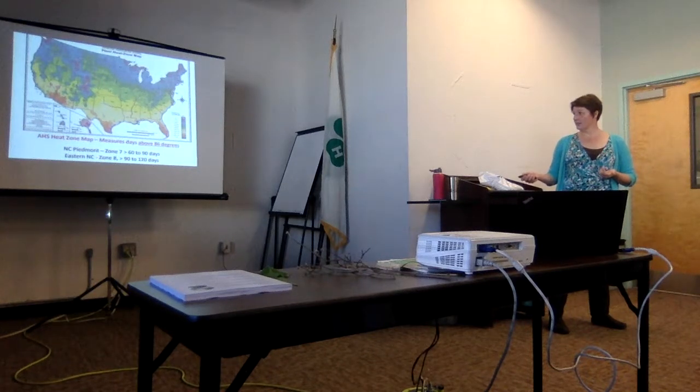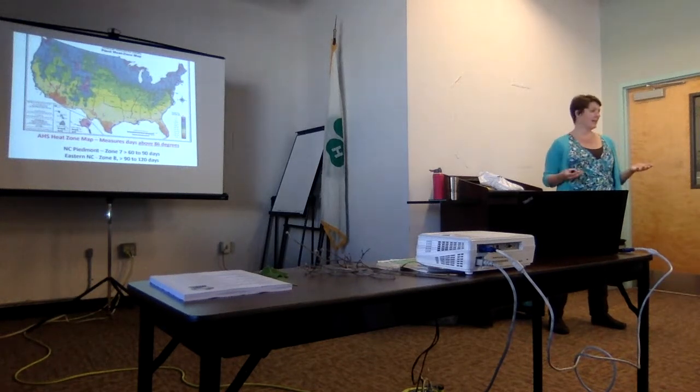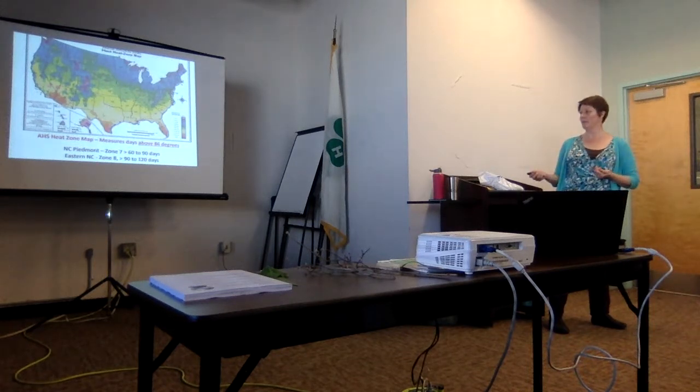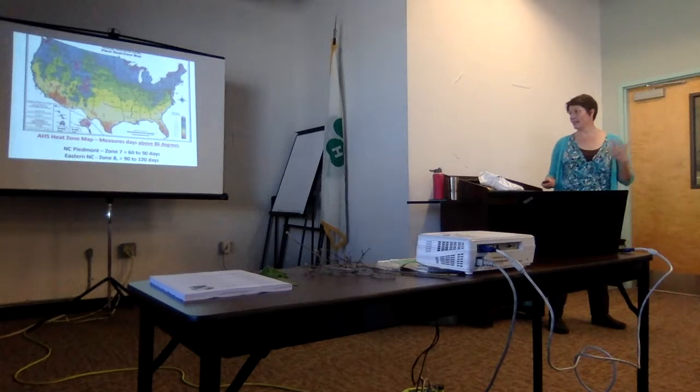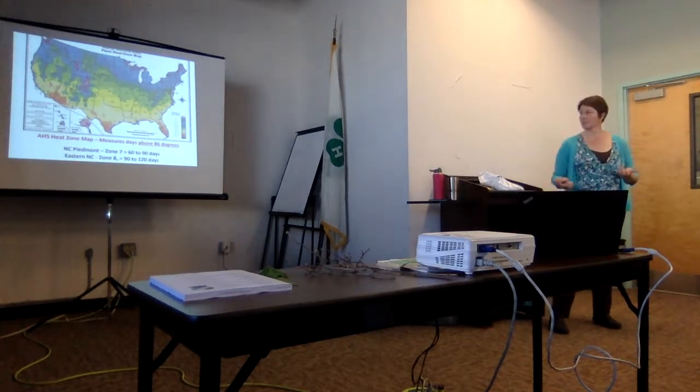So we're here in zone 7, where it's 60 to 90 days. We just happen to coincide with our cold and our heat zone being the same. So we typically see 60 to 90 days over 86 degrees. So that means plants are going to have a lot of hot days.